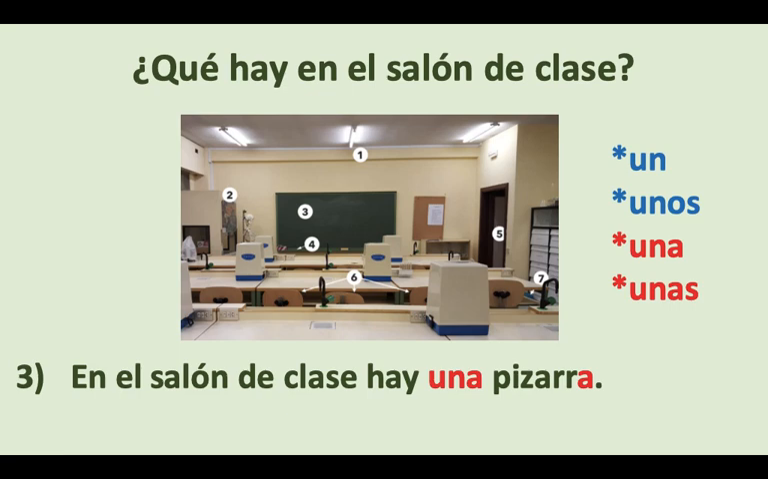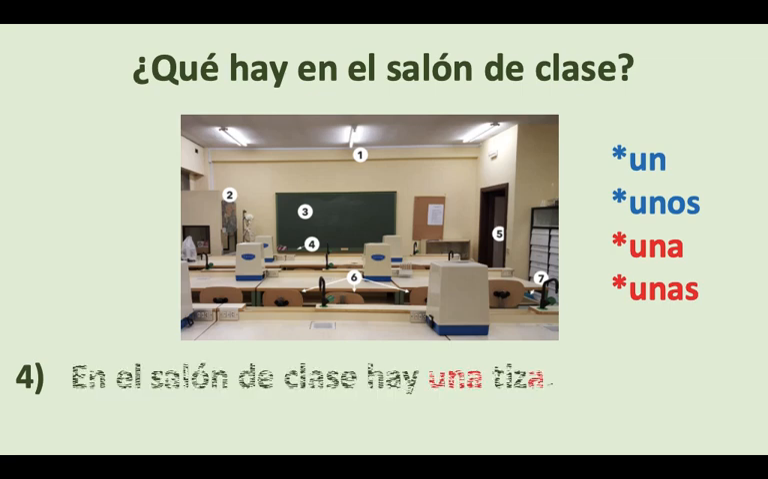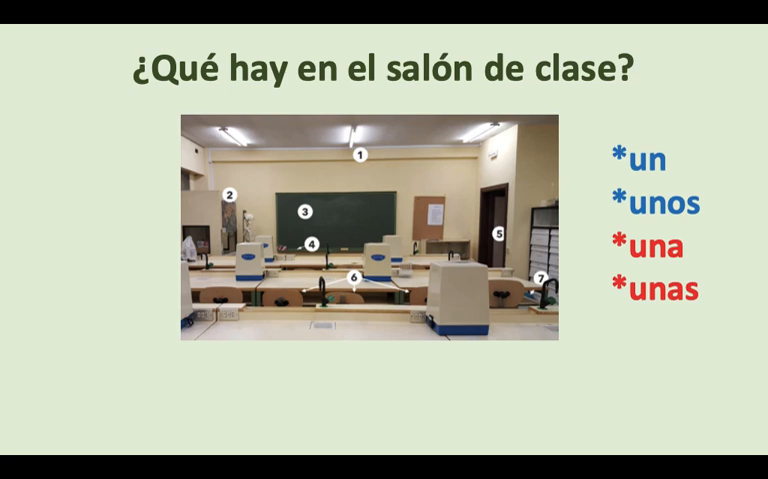¿Qué hay en el salón de clase número 3? En el salón de clase hay una pizarra. And of course, by the way, you could chop off the front of this. You could just say, hay una pizarra. That's a complete sentence. That's fine. I'm just having you practice speaking. ¿Qué hay en el salón de clase número 4? En el salón de clase hay una tiza, or unas tizas, some chalks. Unas tizas.